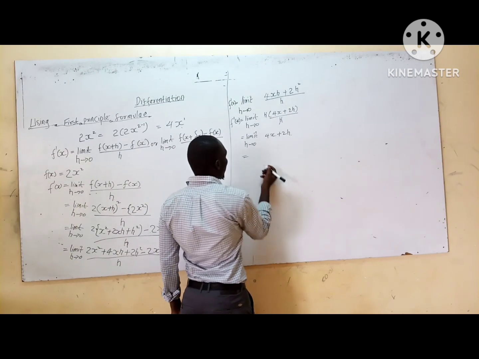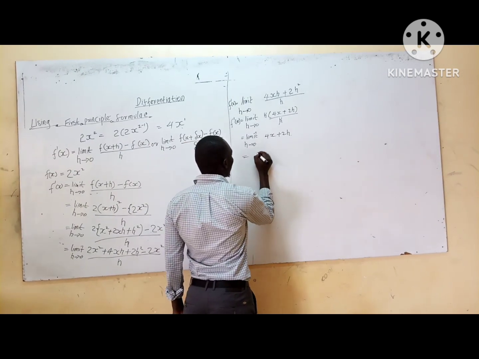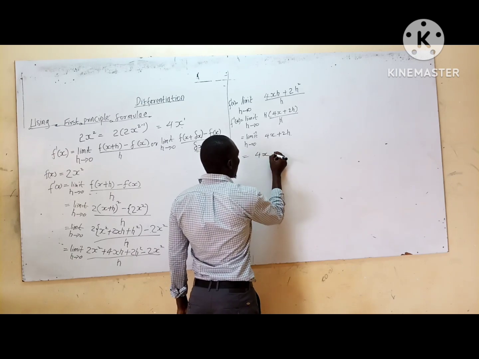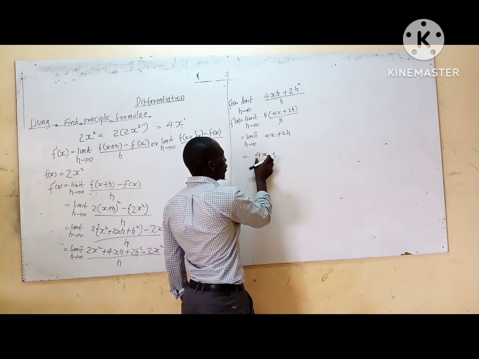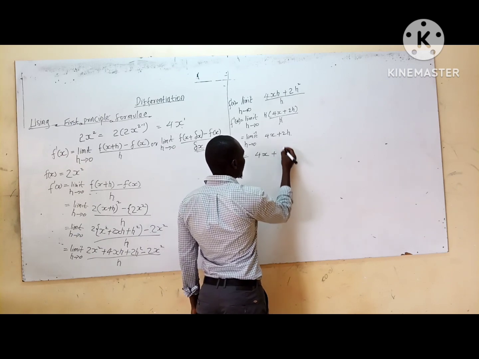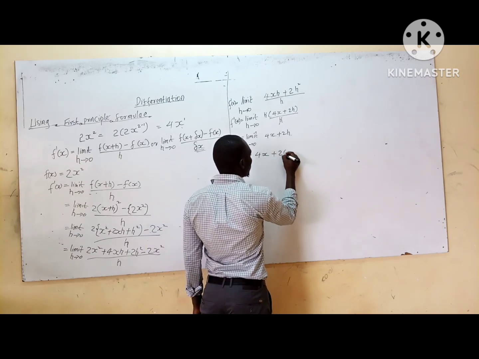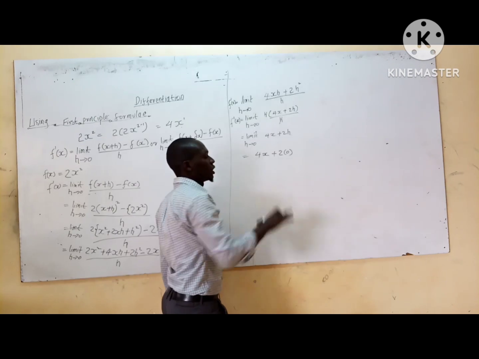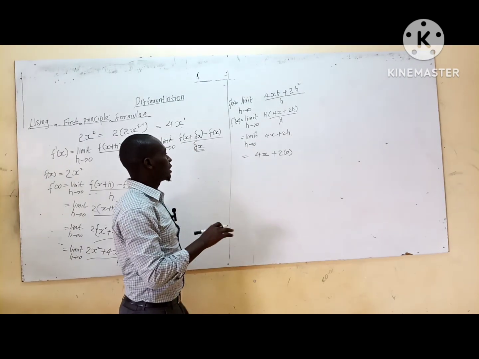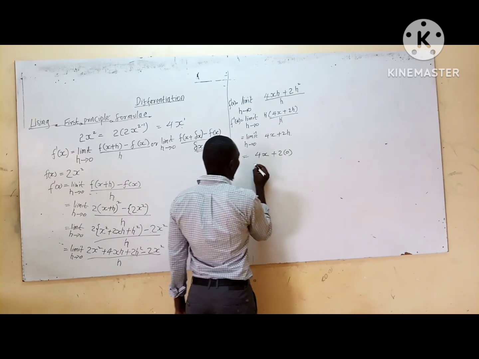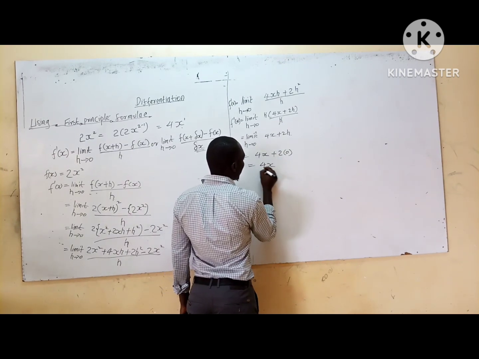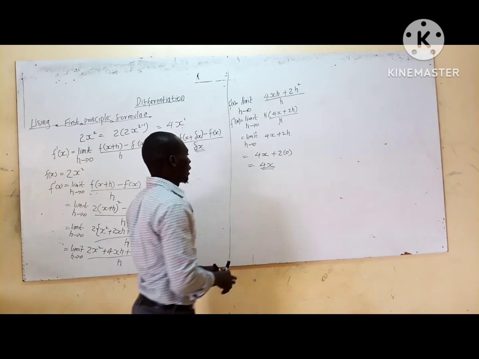Now in our final level, we are going to have x plus, since we don't have a term of h here, we leave it the way it is, plus here we are going to have 2 times 0, because we say that the limit is h approaching 0. And when we work this out, we are going to have 4x as our answer.